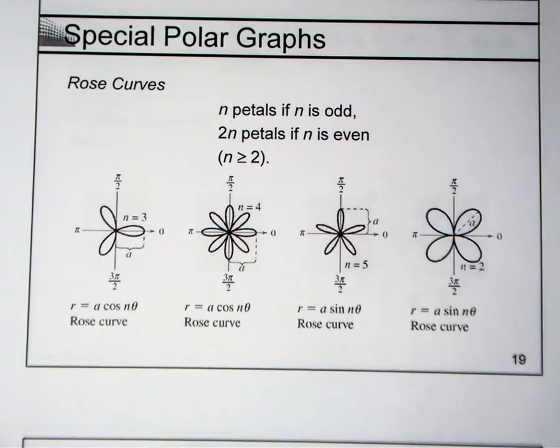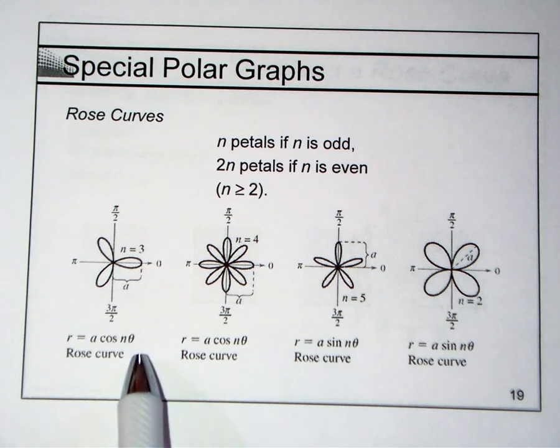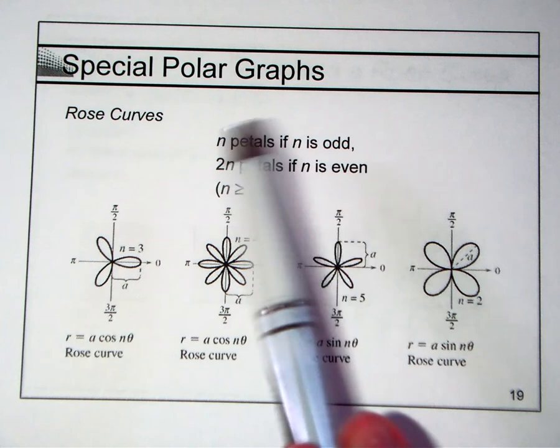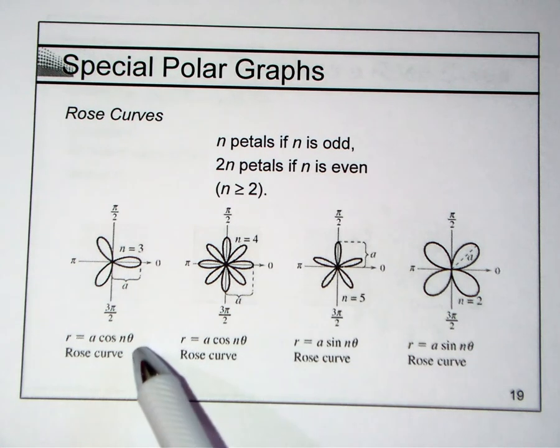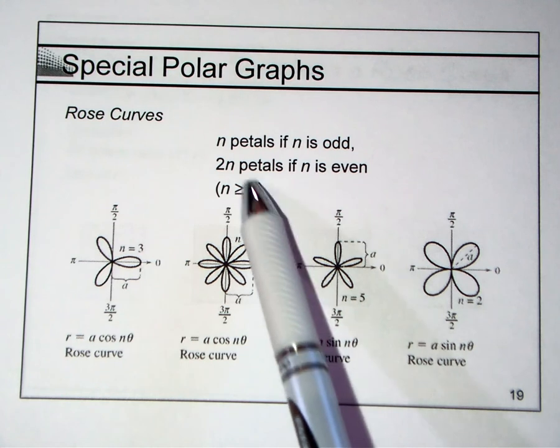The fun ones are the rose curves. If it's just a times cosine n theta or a times sine of n theta, it's going to be a rose petal one. If that multiplier on theta is odd, then it will be that many petals. So if it was a 3 theta, you're going to have 3 petals.